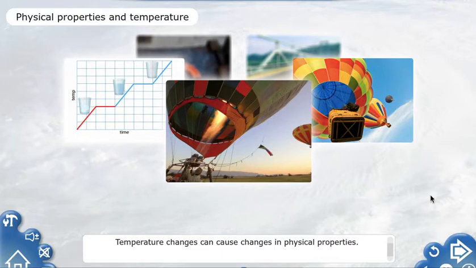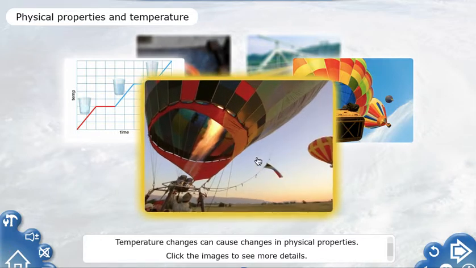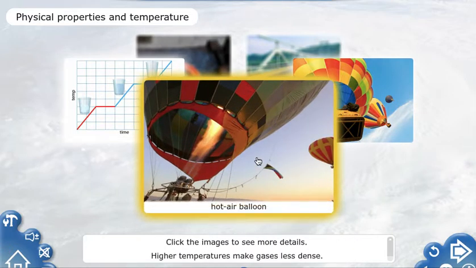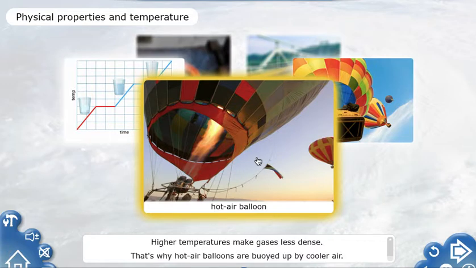Temperature changes can cause changes in physical properties. Click the images to see more details. Higher temperatures make gases less dense. That's why hot air balloons are buoyed up by cooler air.